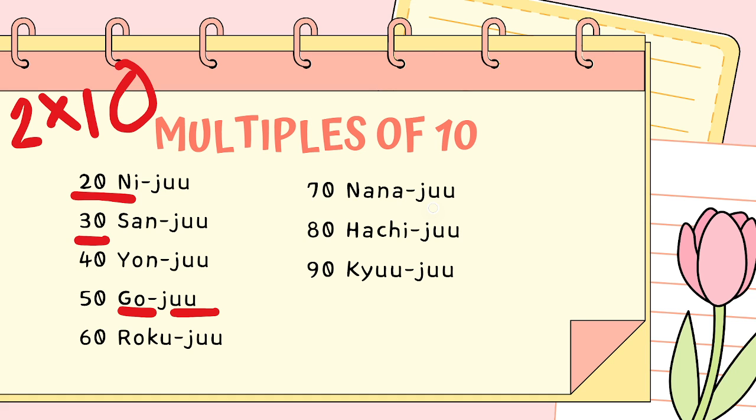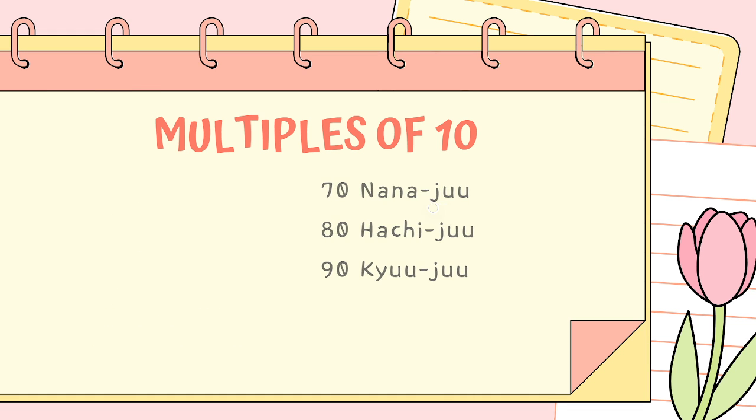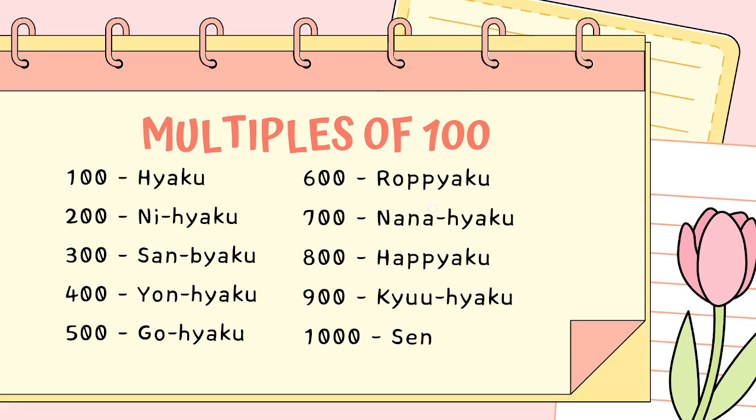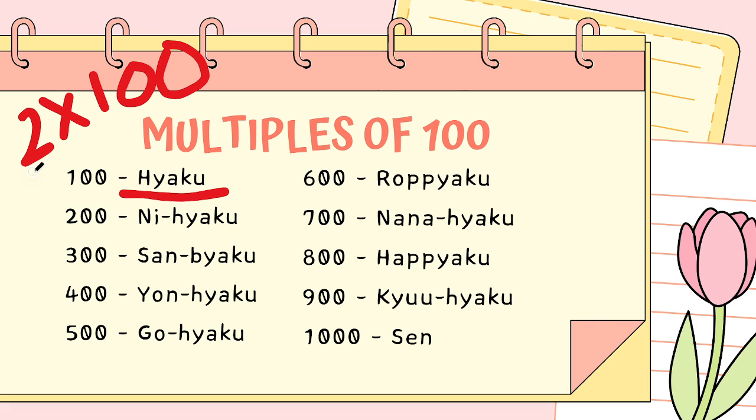Now for 100, what do we have? Hyak. So what do we now do for 200? 2 times 100. For 100 we have hyak, for 2 we have ni. So for 200 we have ni hyak. Then for 300 we have san byak.